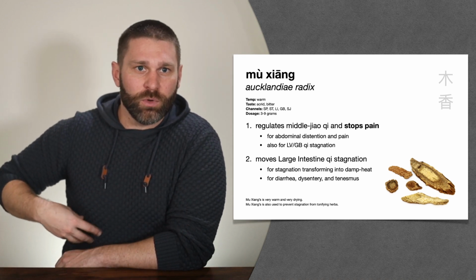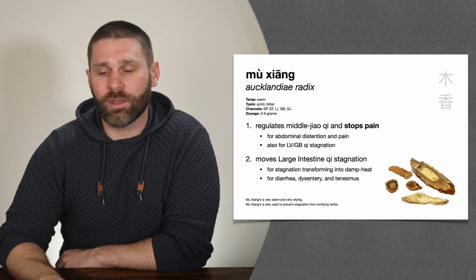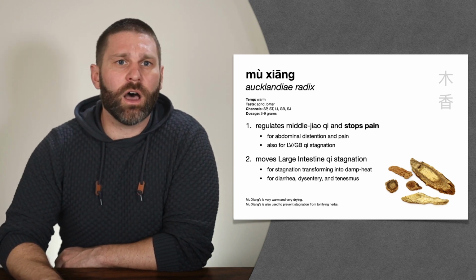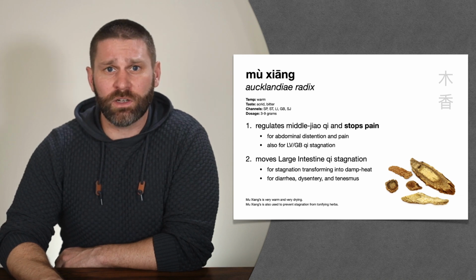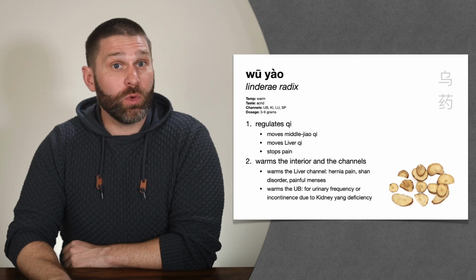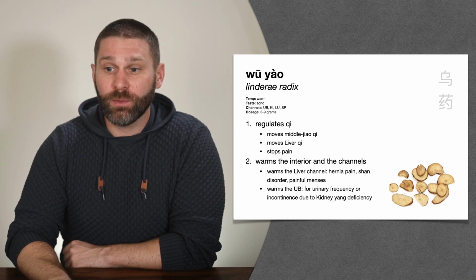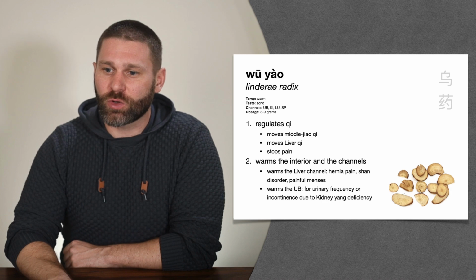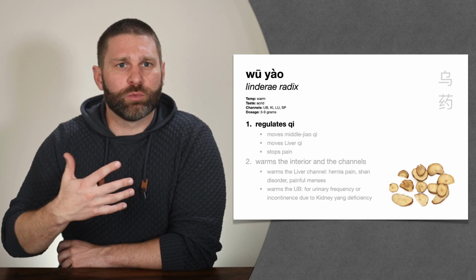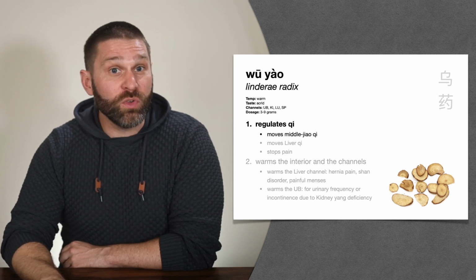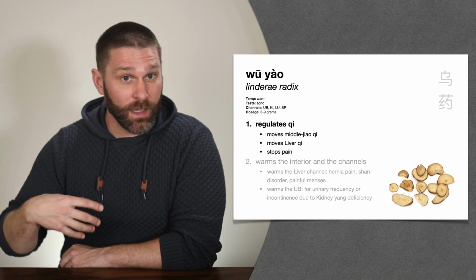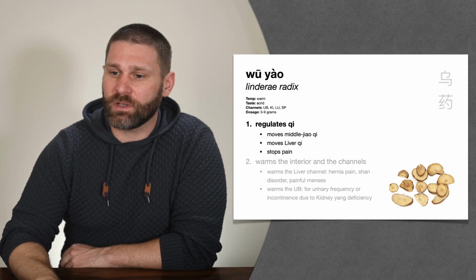So it's good for moving liver qi, and the aromatic thing can maybe make you think of the spleen and stomach. But for Mu Xiang, I would think of regulating middle jiao qi and especially stopping pain. Next is Wu Yao, Lindera radix. Wu Yao regulates qi, but it's good for regulating all kinds of qi. So it moves middle jiao qi, it moves liver qi, and it also stops pain. So by moving stagnation, it can relieve pain.